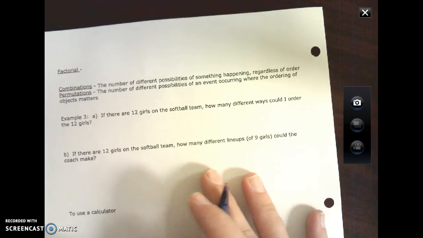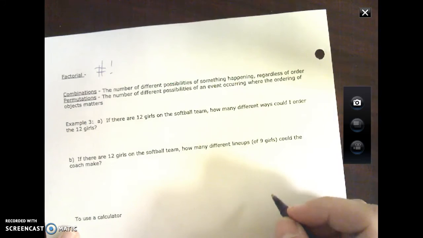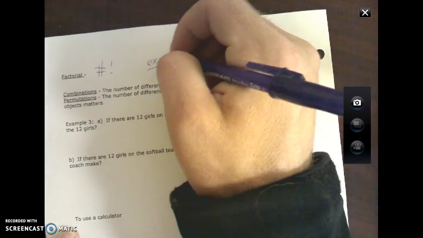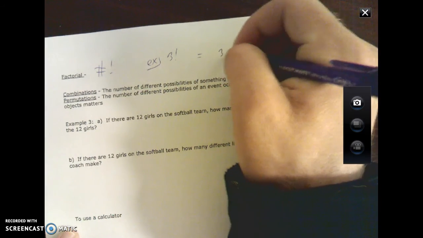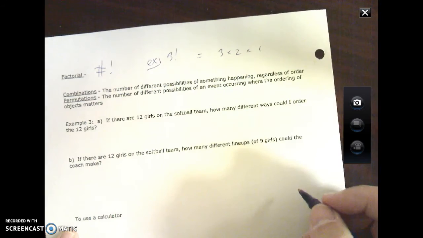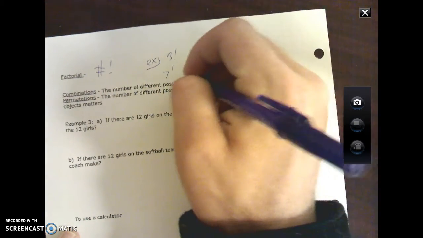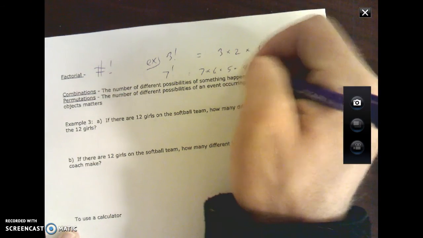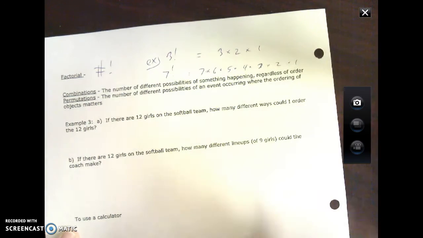Okay. Factorial is a number written like this, a number with an exclamation mark right beside it. So here's an example for you guys. Okay, if I said 3 factorial, what that means is it's 3 times 2 times 1. Alright? If I had 7 factorial, it would be 7 times 6 times 5 times 4 times 3 times 2 times 1. It always goes all the way down to 1.